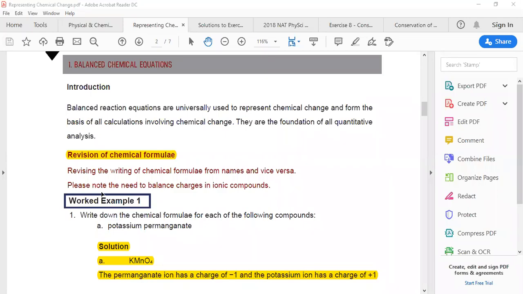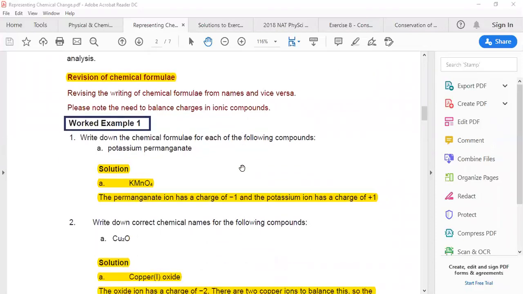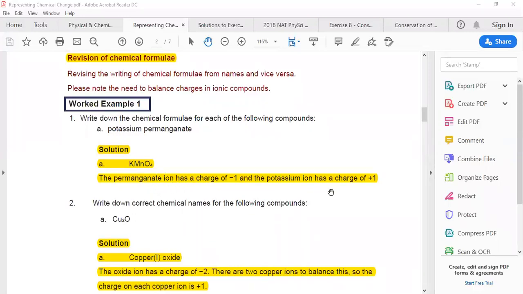We have revising the writing of chemical formulae from names and vice versa. Please note the need to balance charges in ionics. So this is the crisscross that we did earlier on in the year. Write down the chemical formula for each of the following compounds. So you've got potassium permanganate. So potassium is K+, and permanganate becomes MnO4-. So when you write it down, the ratio is 1:1, 1 positive, 1 negative. So it's going to be KMnO4. So the permanganate ion has a charge of -1 and potassium +1. So the answer is KMnO4.